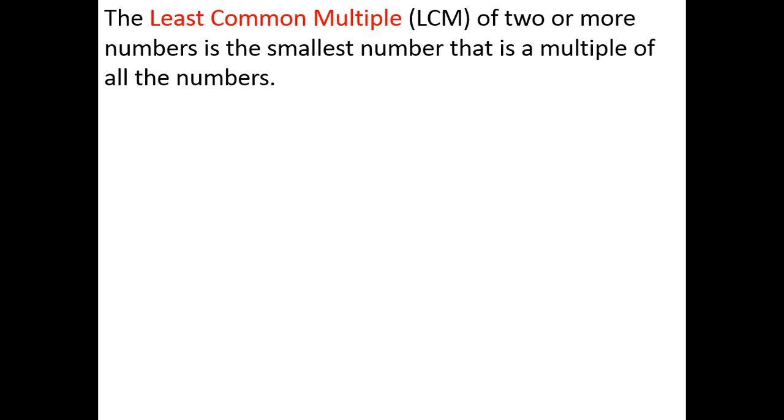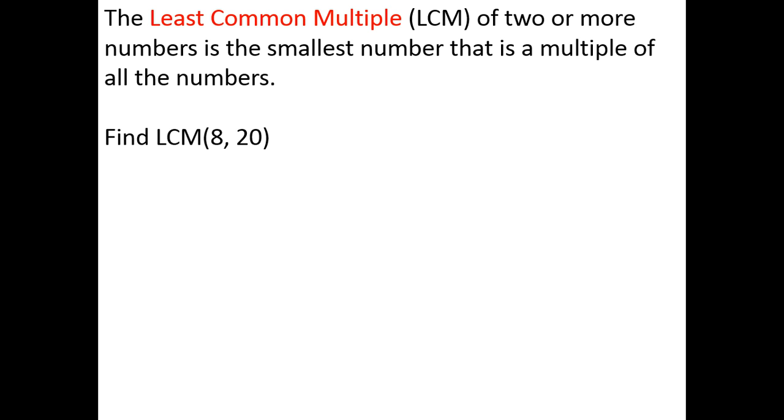The least common multiple of two or more numbers is the smallest number that is a multiple of all the numbers. Now remember what multiples are. Multiples are numbers that we get when we take a number and multiply it times the counting numbers, times 1, times 2, times 3, times 4. So we're looking for the smallest of those multiples that two numbers have in common.